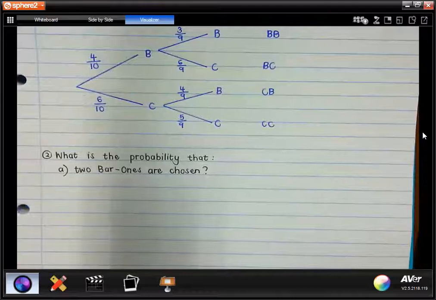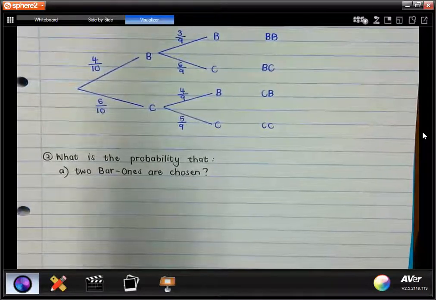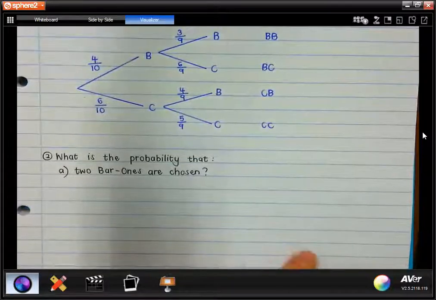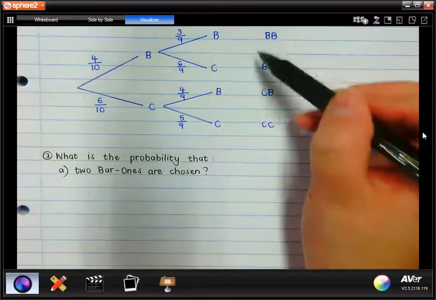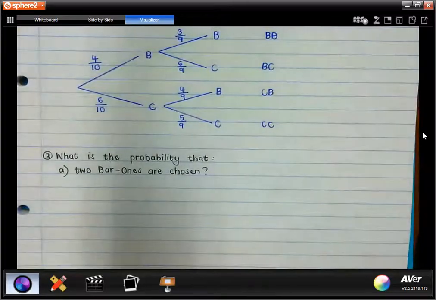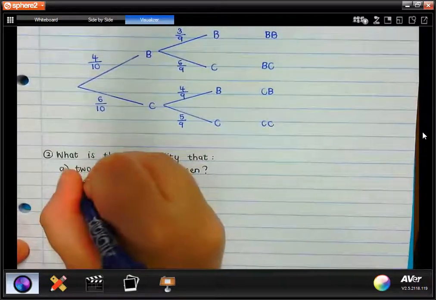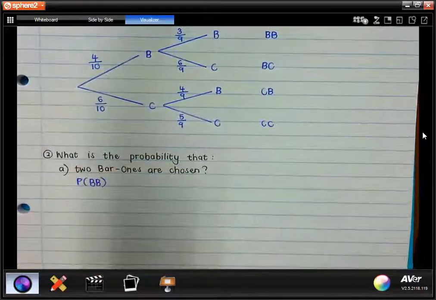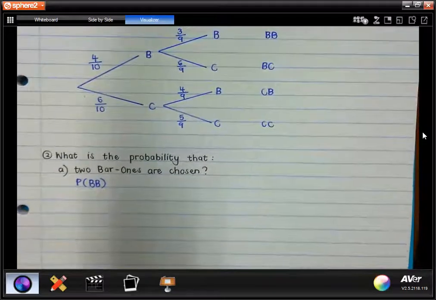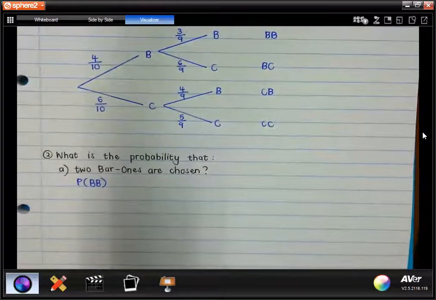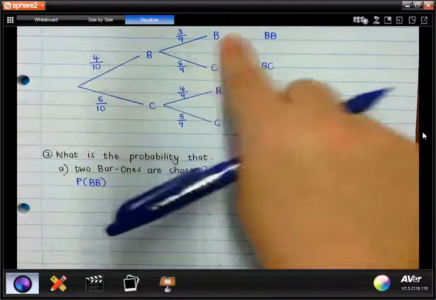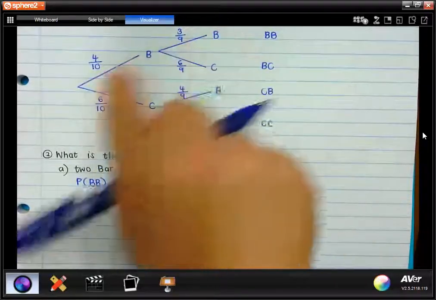All right, 2 bar ones. Where is that on my tree diagram? Bar 1 and bar 1, Naomi? The first one, hey, that's BB. So the probability of getting BB, or you can write B and B. What am I going to do with those probabilities on those branches? I'm going to times them. All right, if you're following a branch like this, you always multiply those probabilities.